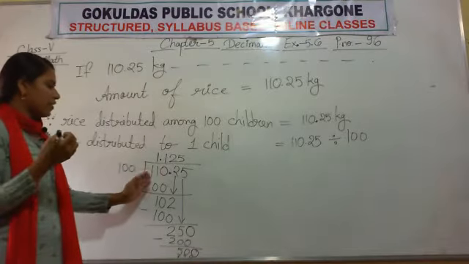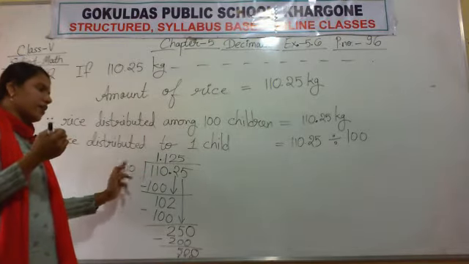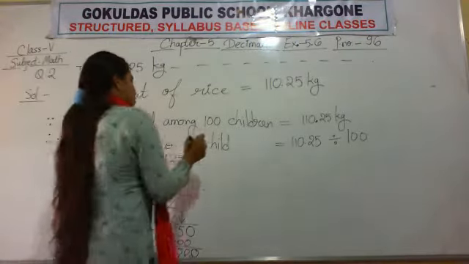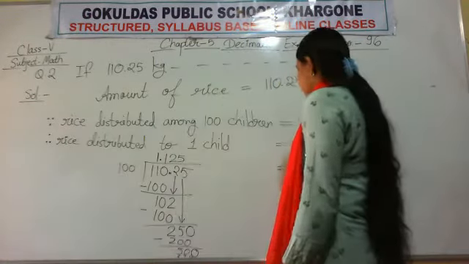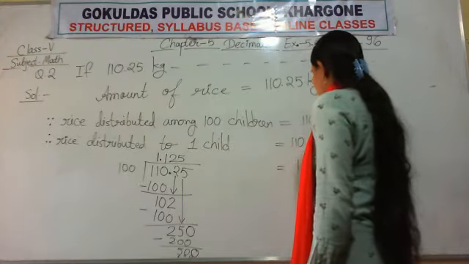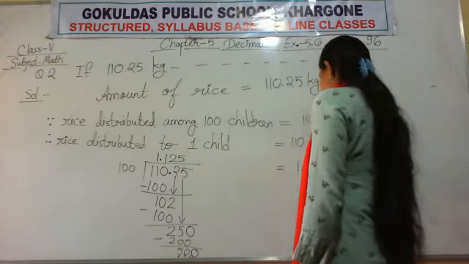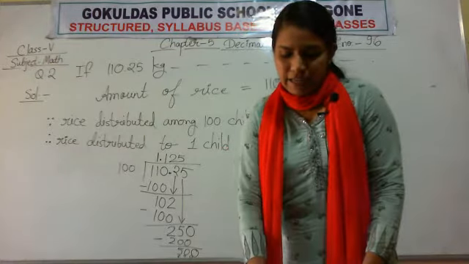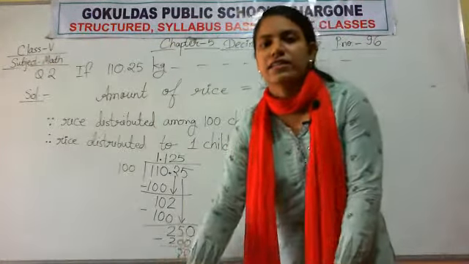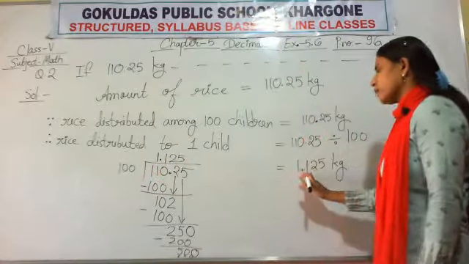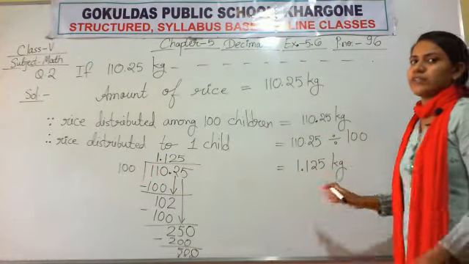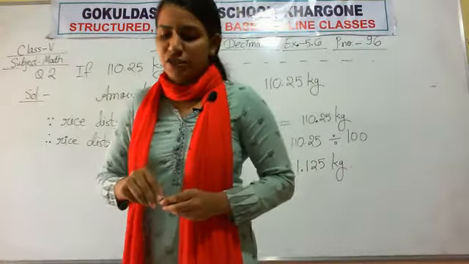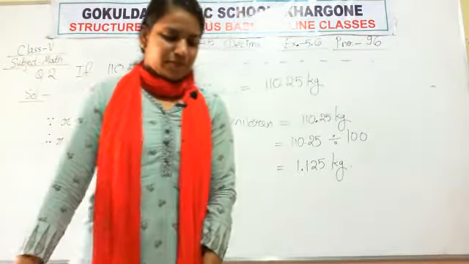So when we divide 110.25 by 100, our result is 1.125. So our final result is 1.125 kg. And our final answer will be: each child will get 1.125 kg of rice.